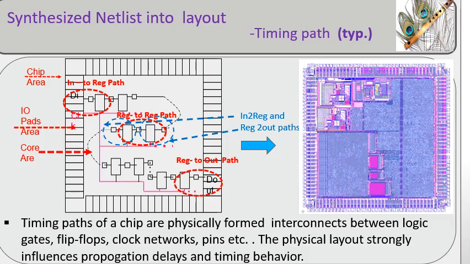Within this layout, four primary timing paths are identified: input to register, register to register, register to output, and input to output paths. Among these, the register to register path is the most dense and critical, forming the backbone of synchronous timing analysis. These paths traverse the core area, interacting with clock distribution, cell placement, and routing congestion. As a result, variations in delay, slew, and coupling effects are most prominent in register-to-register paths. Therefore, STA focuses heavily on these paths to ensure setup and hold timing closure across the design.